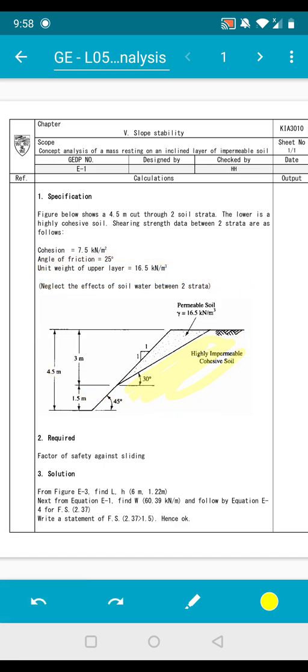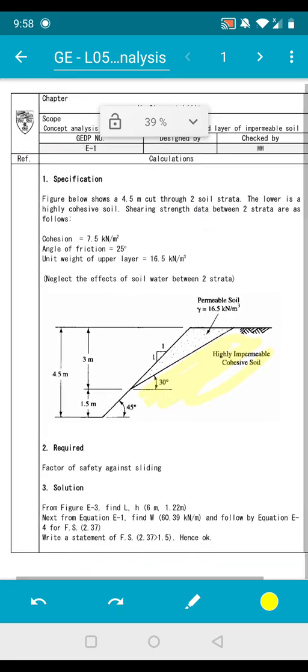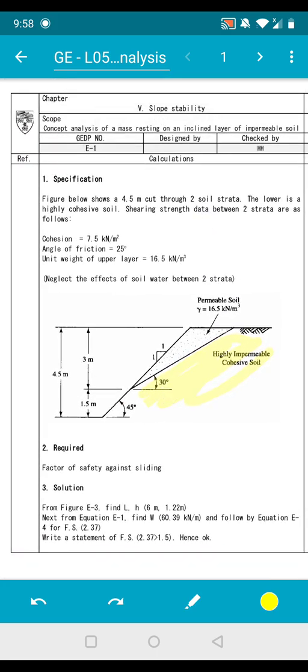And the required is pretty simple: factor of safety against sliding. The solution is as follows. From figure E3, you need to identify which one is L and which one is H. Then you use the equation, and you will calculate L as 6 meter and H as 1.22 meter. So this is very straightforward.